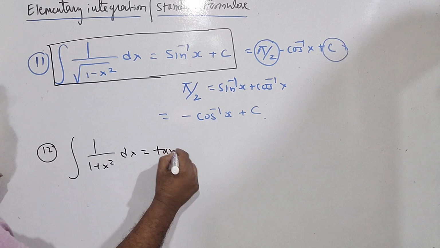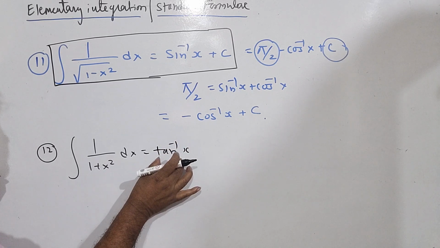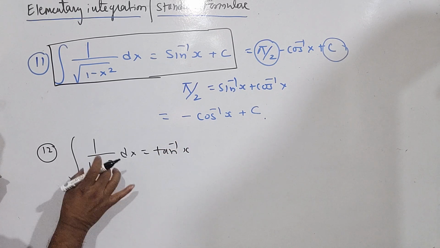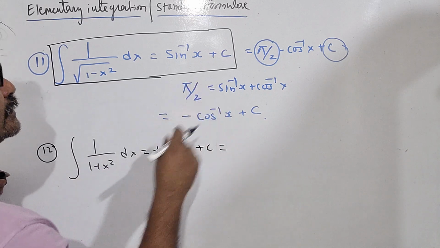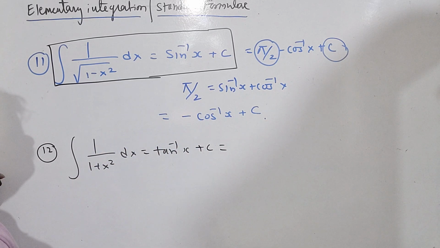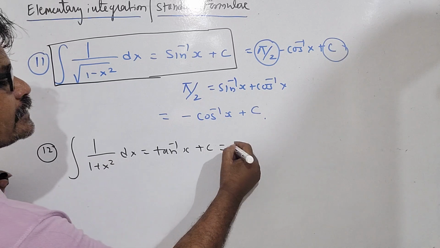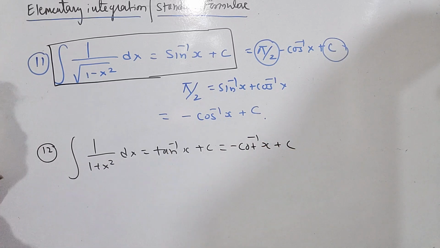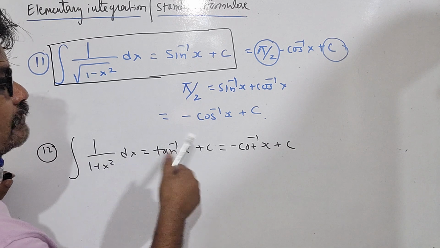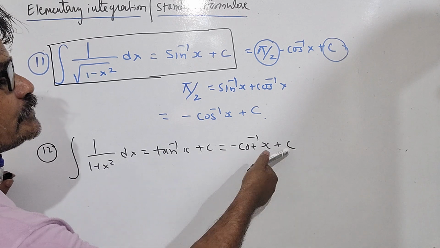That is equal to tan inverse of x, because the derivative of tan inverse x is 1 upon 1 plus x square. Correct? And of course plus c. And by using a similar argument with the inverse trigonometric function, this can be written as minus cot inverse of x plus c, because tan inverse x is pi by 2 minus cot inverse x, and that pi by 2 will combine with this constant to give a new constant.